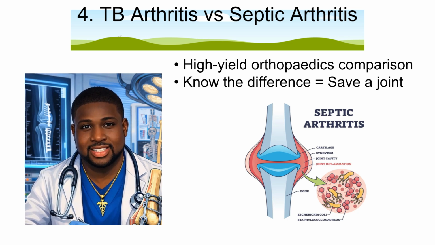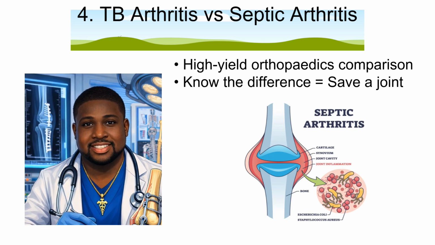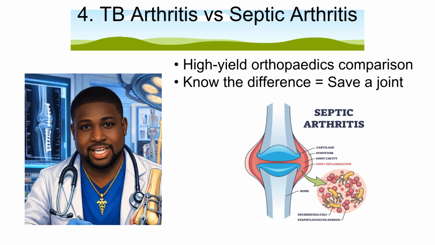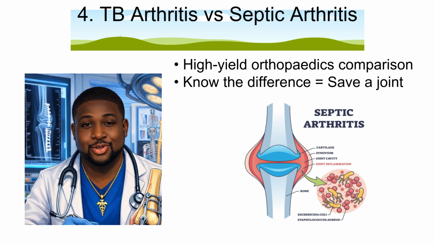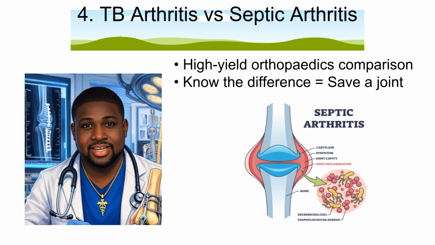With TB arthritis, the onset is slow or insidious. It develops over weeks to months. Pain usually starts mild, then swelling and stiffness gradually increase. Systemic signs are subtle and may include low fever, night sweats, and weight loss. On the other hand, septic arthritis has an acute onset and is usually more aggressive. Symptoms appear within hours to days. These include severe pain, a hot swollen joint, and high fever.